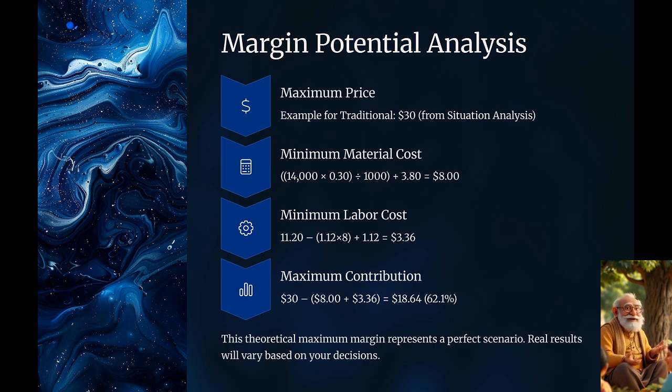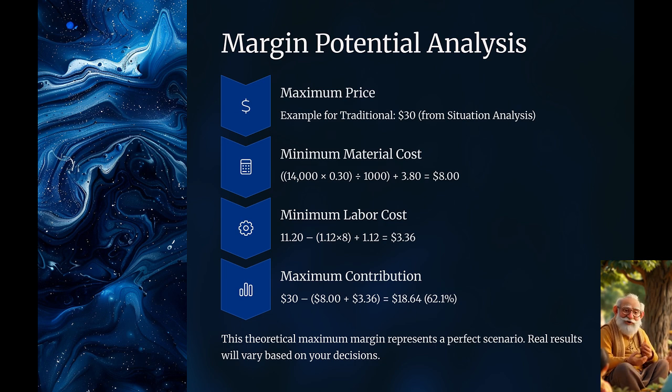Minimum labor cost: minimum labor cost equals base labor, 1.12 times automation, plus 1.12. Let's say base labor equals $11.20, automation equals 8. That is 11.20 minus 1.12 by 8, plus 1.12, equal to 11.20 minus 8.96 plus 1.12, equals $3.36.